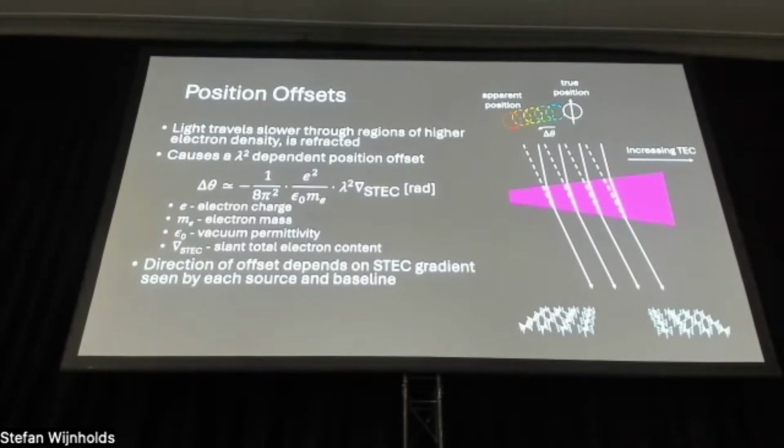And so this is just a diagram of the position offset calculation. The angle that a source is deflected is calculated by that formula there, and it depends on the slant total electron gradient. So basically, the gradient of the total electron content. And it is proportional to lambda squared, the wavelength squared. So as light travels through regions of different electron density, it gets refracted. And the angle is in the opposite direction of the increasing total electron content.